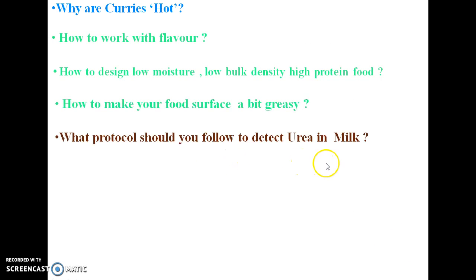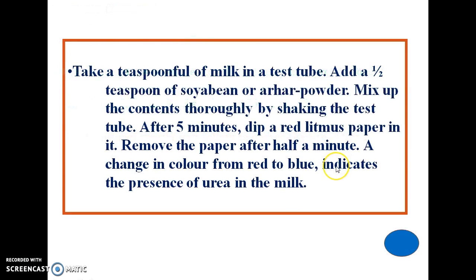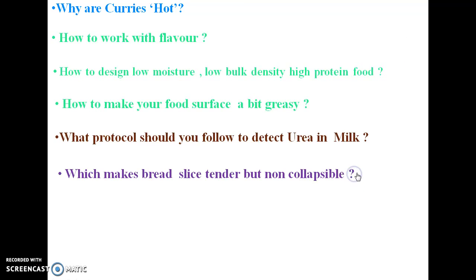So next question: what protocol should you follow to reject urea milk? Again, if you go for analysis, how to get chemistry to explain the thing. If milk is adulterated with urea, then very easily you can identify whether urea is indeed added or not. Soybean powder, you know, contains urease enzyme, and urease will break down urea into ammonia, and with the help of litmus paper you can easily detect whether urea is present or not. So again chemistry will help you.